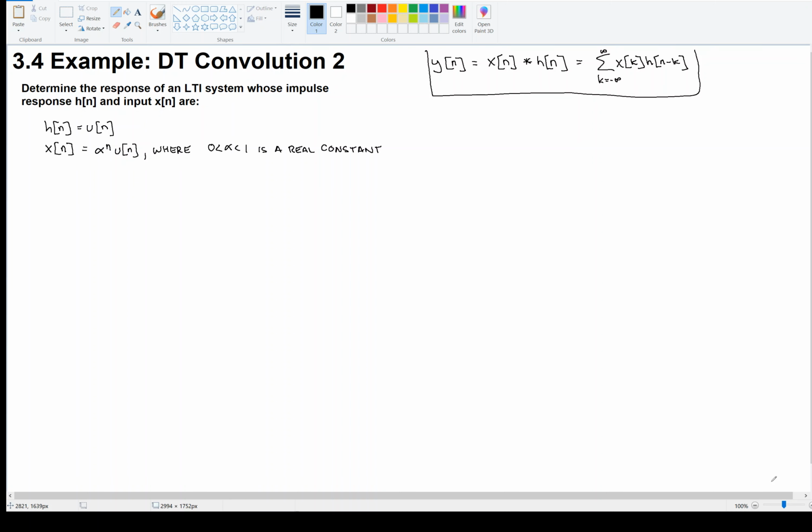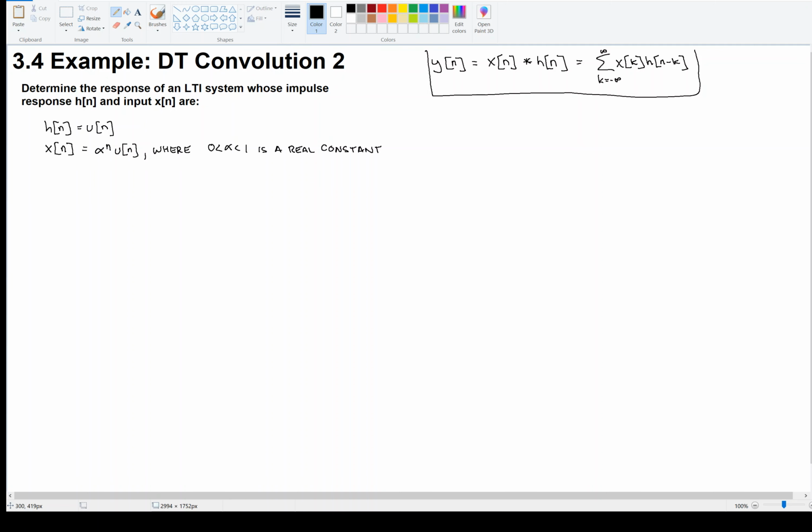We're continuing looking at discrete time convolution, and I've got another example. Determine the response of an LTI system whose impulse response, h of n, and input x of n are given by, and then I've got the mathematical descriptions of those responses there.